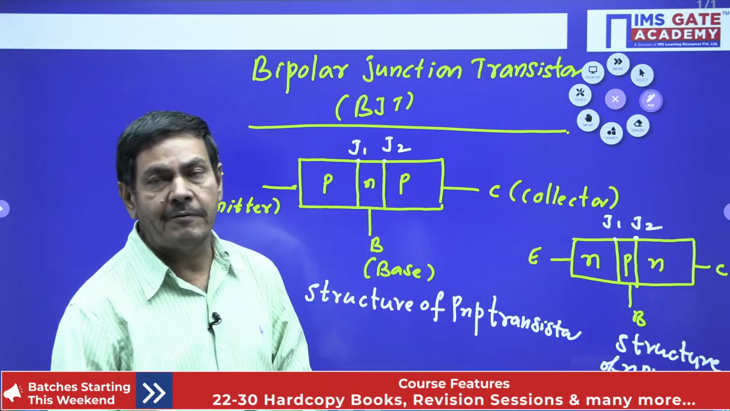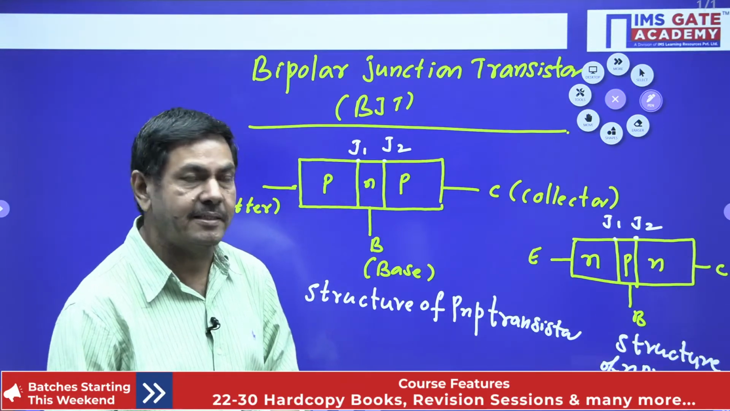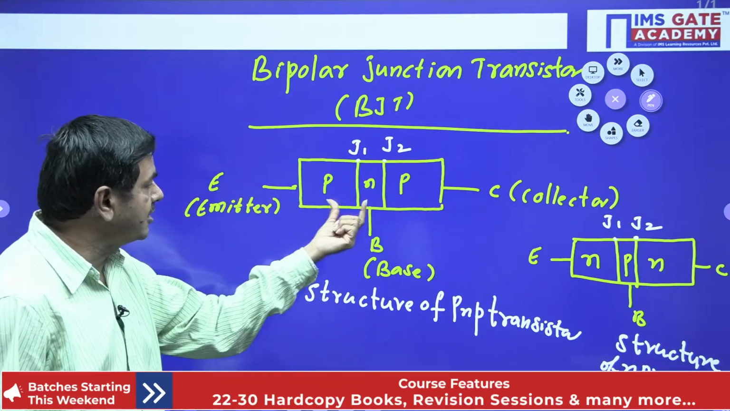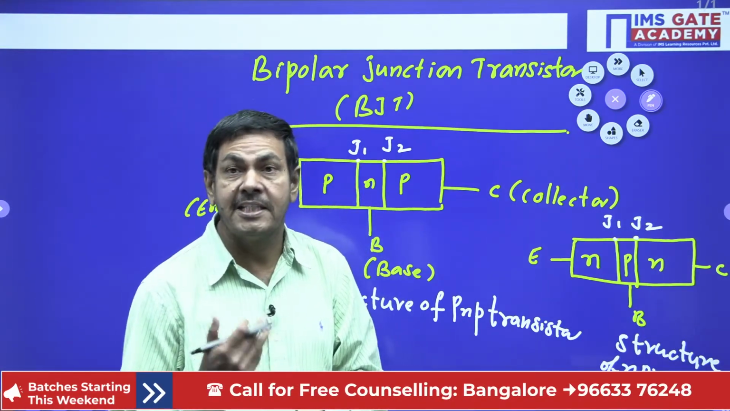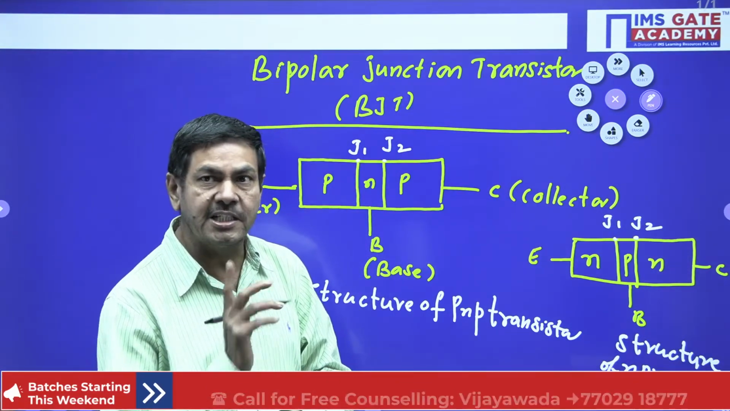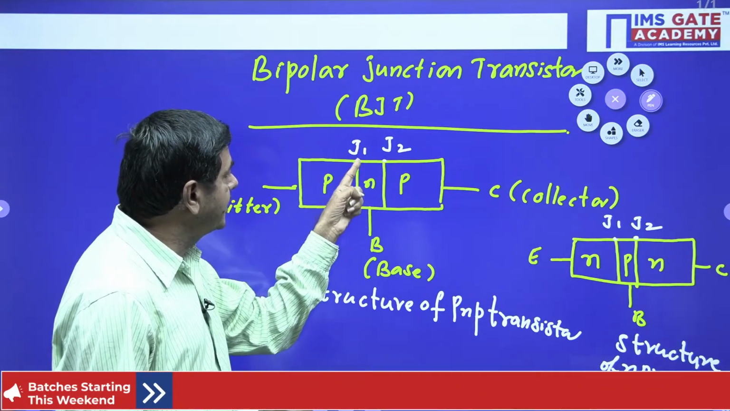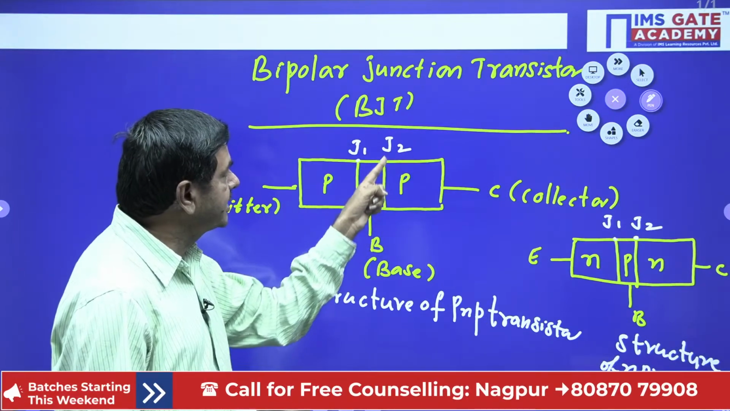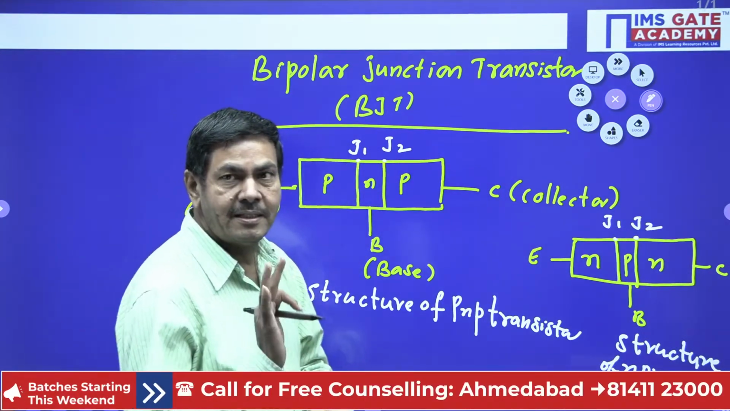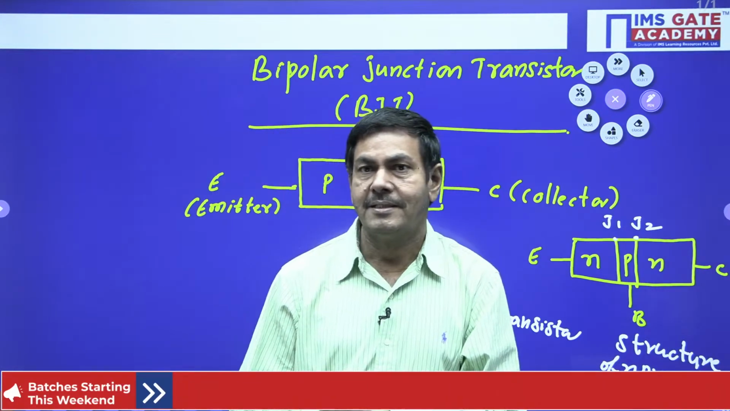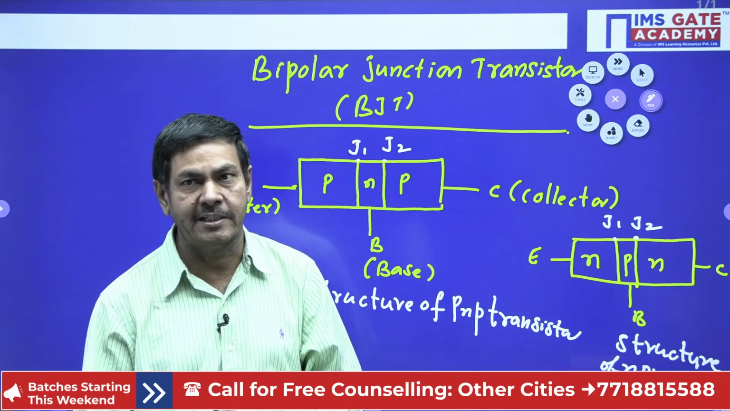How many electrodes are connected for this PNP or NPN? 3 electrodes are connected. One is said to be the emitter, the other one is the base, and the next one is the collector. How many junctions are we having? 2 junctions. Between P and N, 1 junction is there. Between N and P, 1 more junction is there. We are calling them J1 and J2. Anyhow, 3 regions, 3 electrodes and 2 junctions are had by a transistor only now.